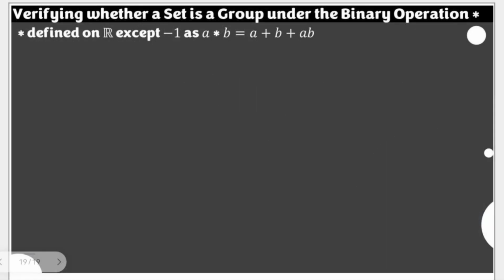This time, we are already assured that the given star operation is a binary operation. Of course, if you would like to check that, there will be a separate video for that. But here, the main goal of this video is to determine whether the given set, the set of real numbers except for -1, is a group under the operation star defined as A star B is equal to A plus B plus AB. Of course, in our description here, we have usual addition and usual multiplication.